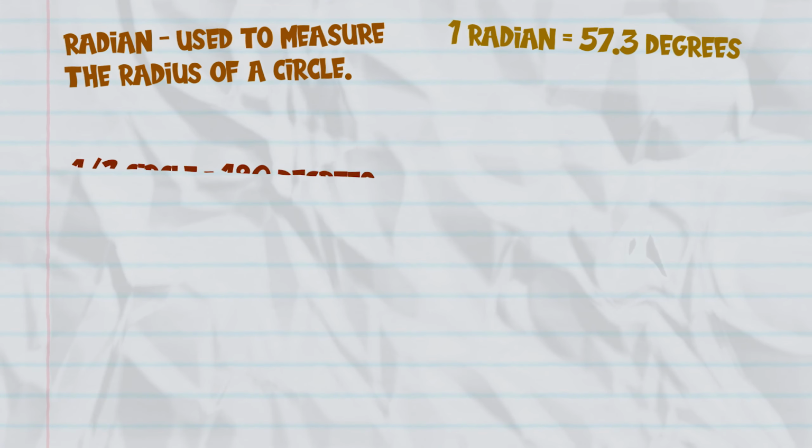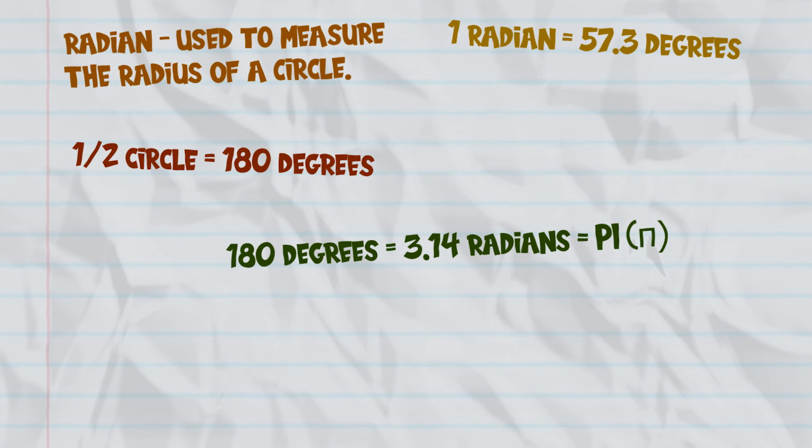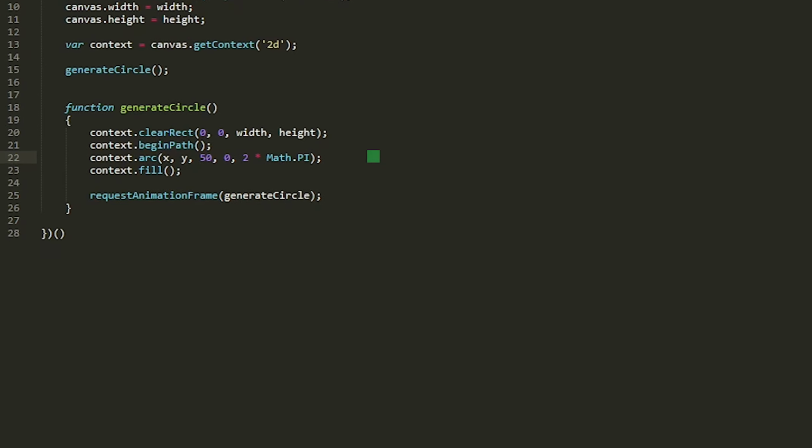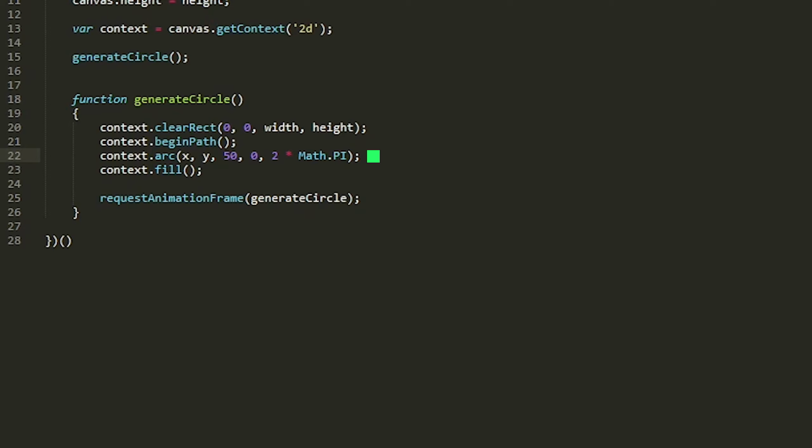A half circle is 180 degrees. 180 degrees in radians is roughly 3.14, which happens to represent the mathematical constant pi. 2 pi is equal to 6.28 radians, which represents 360 degrees, a full circle. That said, we have a starting angle of 0, and we want our end angle to be a full 360 degrees represented in radians. So we have a circle.